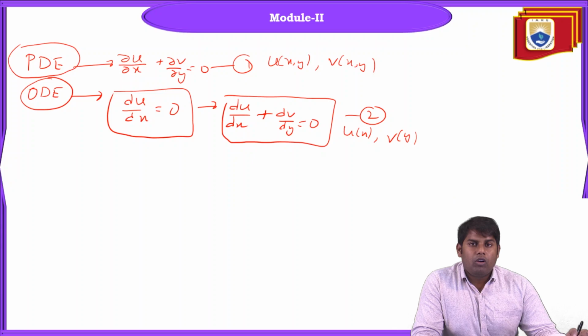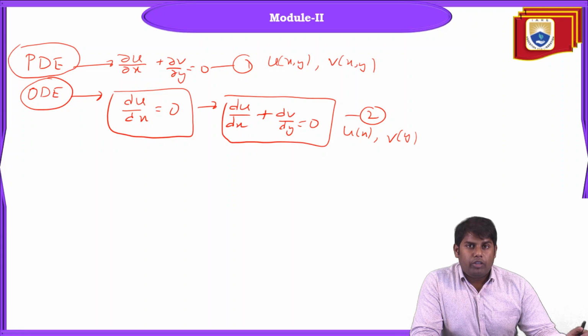So when one parameter depends upon only one independent parameter, it is called an ODE. When a parameter depends upon two independent parameters, x comma y, that is why we call them PDE. That is the major difference between PDE and ODE.